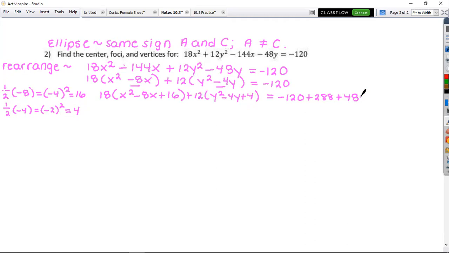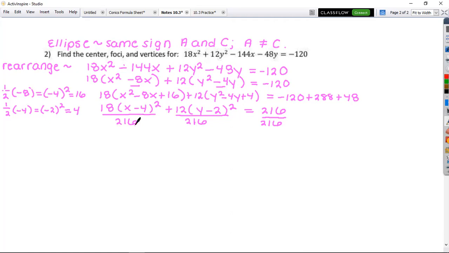Okay, so keep going. Yes, these are long problems. So I have 18 and x minus 4 squared plus 12 and y minus 2 squared is equal to 216 is what that works out to be. And again, because this is an ellipse, it needs to be equal to 1, signifying that I need to divide all of my terms by 216. So divide by 216, divide by 216, divide by 216.